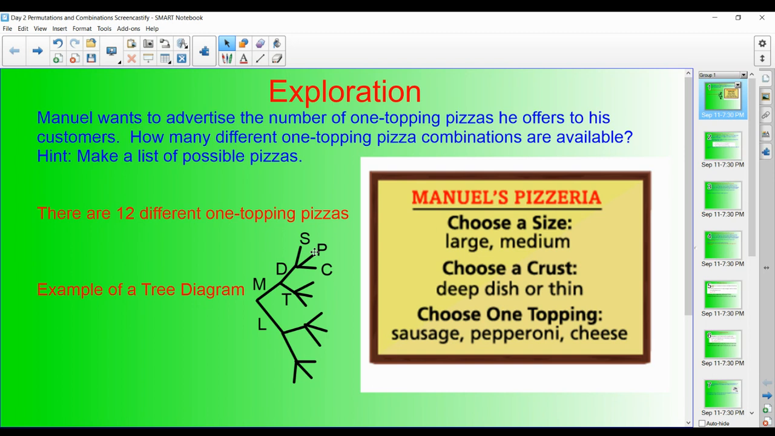If I wanted to list all the options, I can make a tree diagram and count that there's 1, 2, 3, 4, 5, 6, 7, 8, 9, 10, 11, 12 options. So there's 12 different one topping pizzas. Now, a lot of times I don't care what each option looks like. I just want to know how many there are. And we're going to learn about the fundamental counting principle today that allows us to not make the tree diagram and just count.